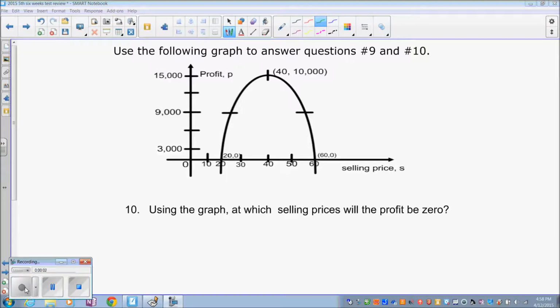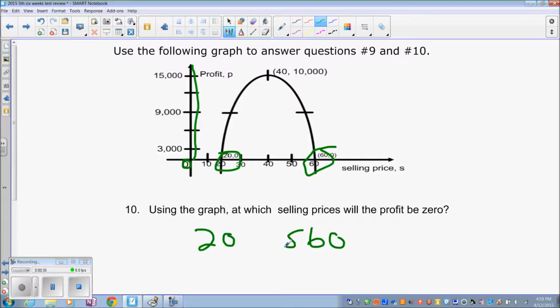Number 10, we're using the same graph that we did on number 9, and number 10 says using the graph, at which selling price will the profit be 0? So profit is your y-axis, and we're looking at when it's going to be 0. So when the profit's 0, it's going to be crossing this x-axis. These are the only times right here that this parabola crosses the x-axis. So at $20 and $60, when they sell it for those prices, they don't make any profit. So that's when profit is 0.